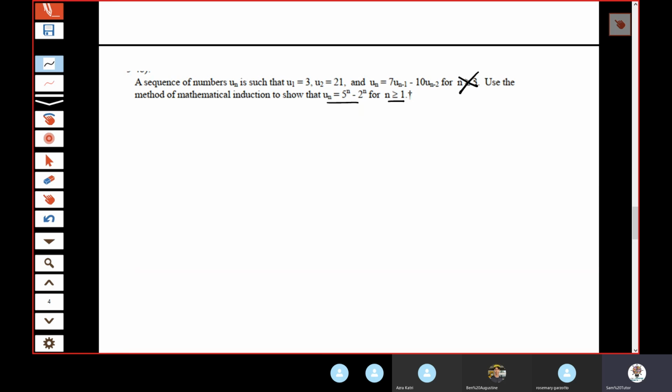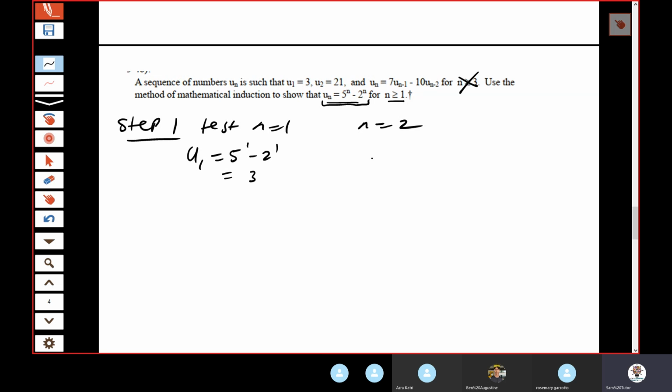Don't let this confuse you. That's just making sure this stays positive. It's got nothing to do with you, right? They're trying to show this. So once you wrap that around your head, look how simple it is. So step 1, they gave you two things. You use the two things. So test n equals 1 and n equals 2. u1 equals 5 minus 2, which equals 3. True. u2 equals 5 squared minus 2 squared, 25 take away 4, 21, also true.